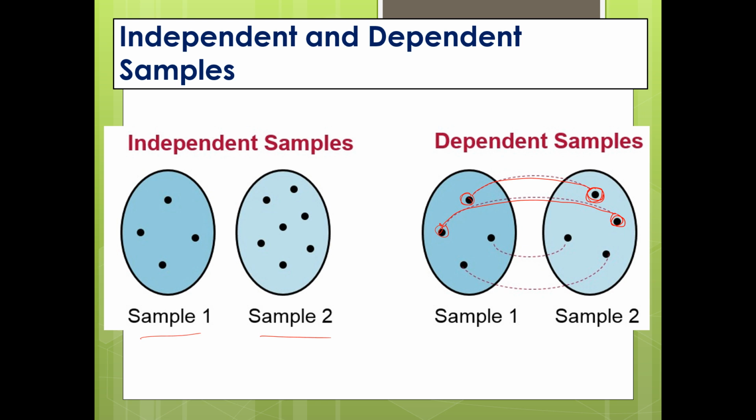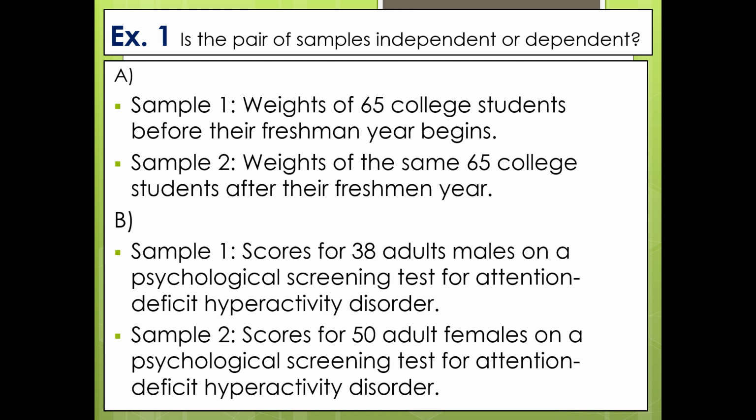So the first thing in this section is figuring out whether a sample is dependent or independent, because let's say, on a chapter test, the problem just says, hey, figure out if these two populations are different, you have to make the decision whether you're dealing with independent or dependent samples. Okay, so think about this. In situation A, sample 1 is the weights of college students before their freshman year begins. We have 65 of them. And then sample 2 is the weights of those same 65 college students after their freshman year.